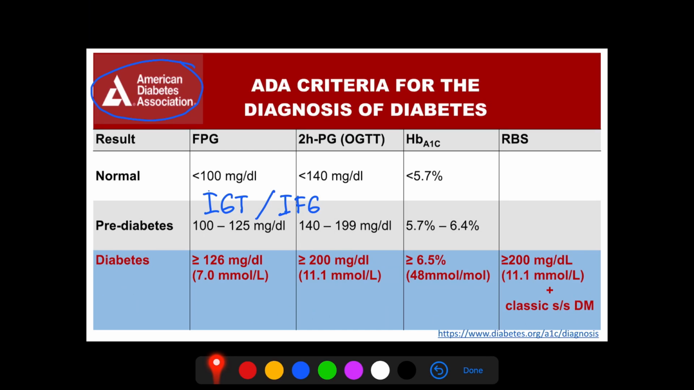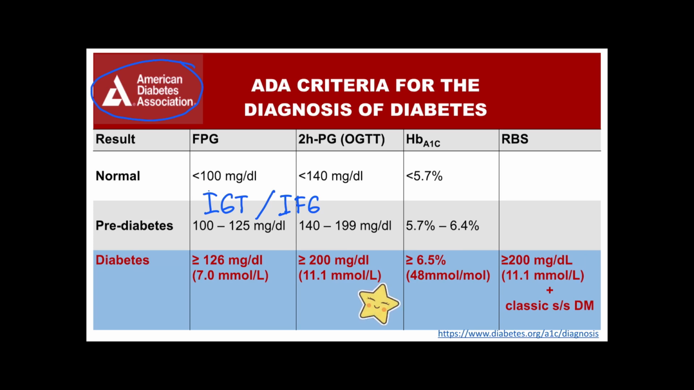So for the person to be diagnosed as diabetic, the FPG or the FBS should be equal to or greater than 126 milligrams per dL. The 2-hour post-glucose challenge should be greater than or equal to 200 milligrams per dL, just like the RBS with classic signs and symptoms of diabetes mellitus: polyuria, polydipsia, and polyphagia. And also, for the HbA1c, we have equal to or greater than 6.5%. So those are for the diagnosis of diabetes mellitus.